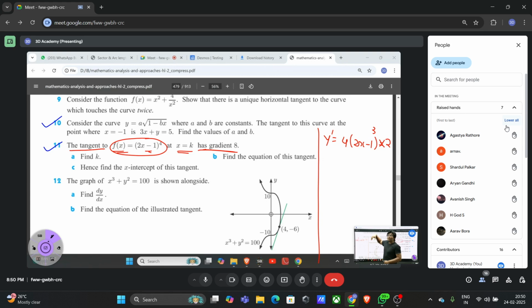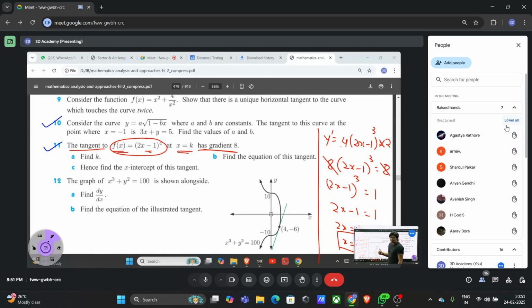Now you'll understand why we have focused a lot on chain rule, because at the place of x there is something else. So 4 times 2 is 8, 8 bracket 2x minus 1 raised to power 3 equals to gradient, which is 8 again. So 8 get cancelled. You get 2x minus 1 raised to power 3 equals to 1. When you take cube root, you get 2x minus 1 equals to 1. So 2x is equals to 2. So x is equals to 1.